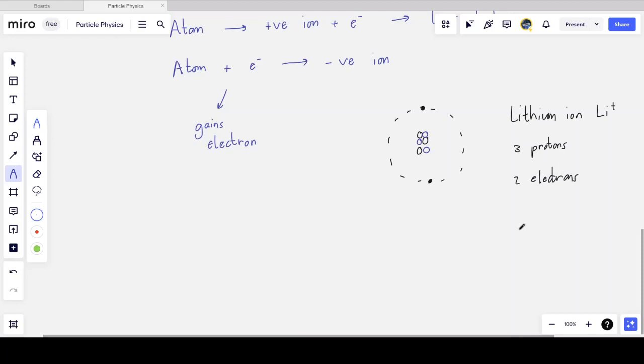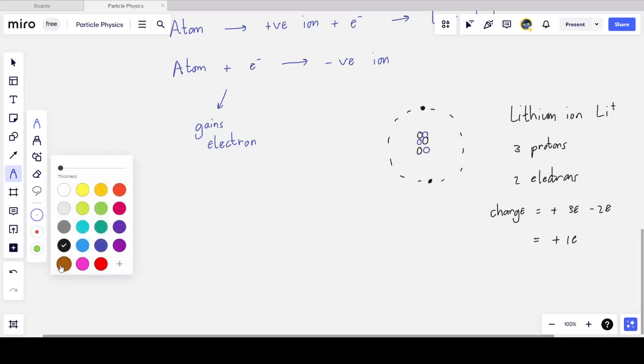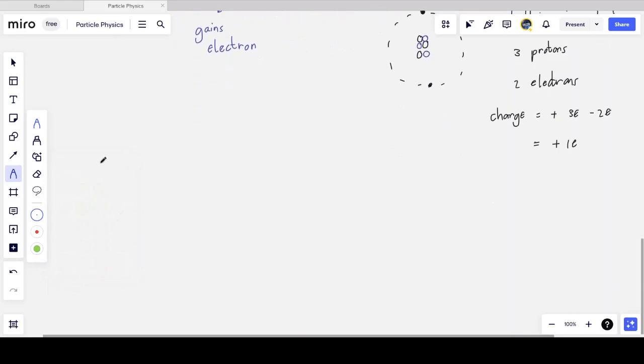And if I were to calculate the total charge, then this charge would be plus 3e for the 3 protons, minus 2e for the 2 electrons, so I have a total charge of plus 1e. And hence the lithium ion can be represented by the symbol for lithium, Li, with a little plus sign as a superscript. Which brings me on to the next point, which is how we can represent atoms.